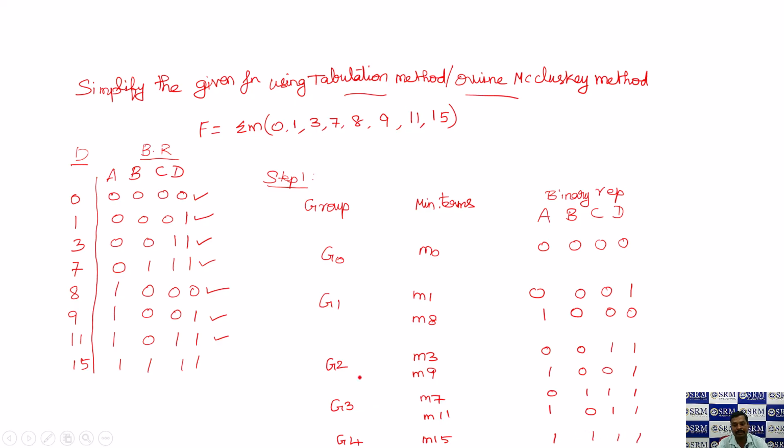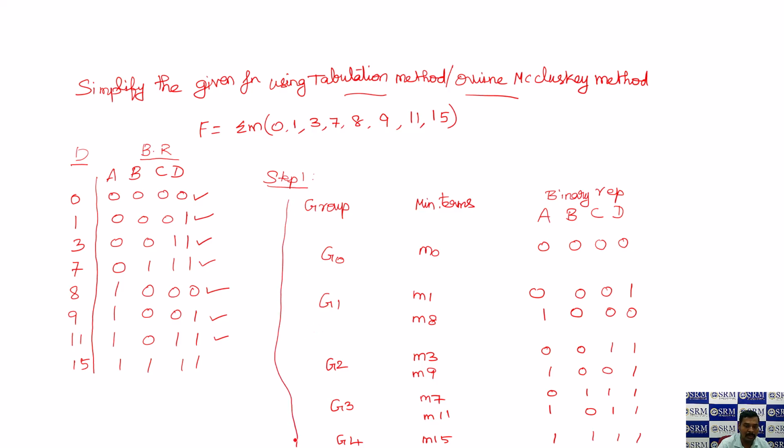This was our first step. What I have done so far: I'm writing the group minterms as well as the binary representation. In that, I'm grouping as per the number of ones in the given minterms. So this was the first step. Then I can move to the second step.